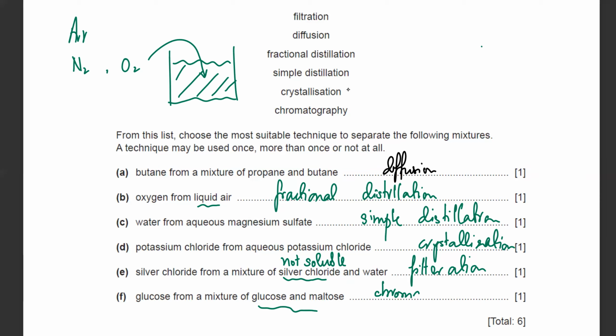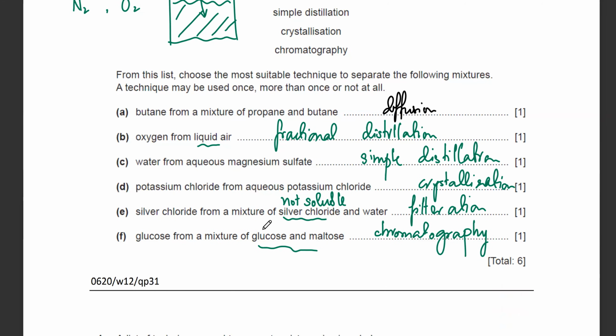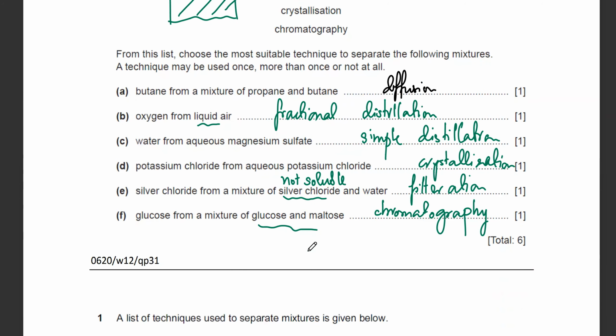Remember, biological substances use chromatography to separate them. Just like amino acids, just like sugars, just like any other biological substance, chromatography is often used to separate them.